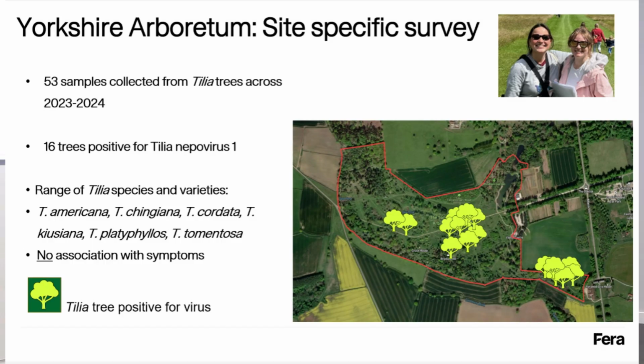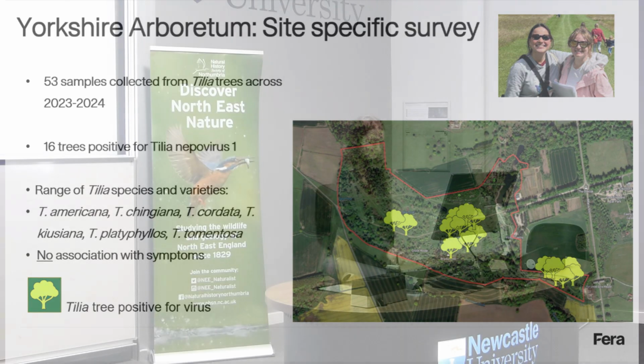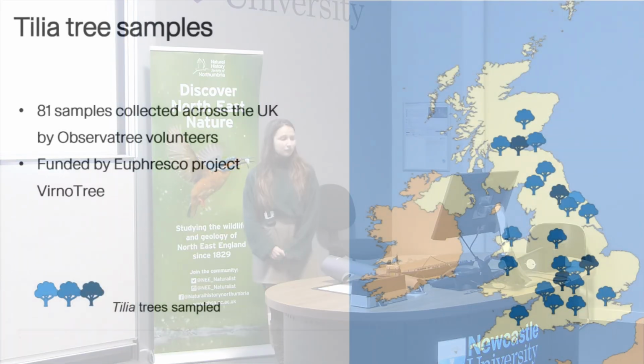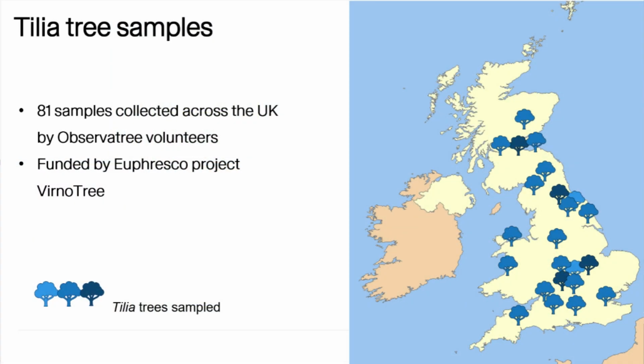And this is where our Observatree volunteers come in, because they're present across the country. And through this project, the Spinotry project, they collected all manner of trees, oaks, pines, ash, Sambucus, everything you can think of. I'm only talking about Tilia today to keep it simple. But over the last 2 years, they've collected 81 samples, as represented by these blue trees.